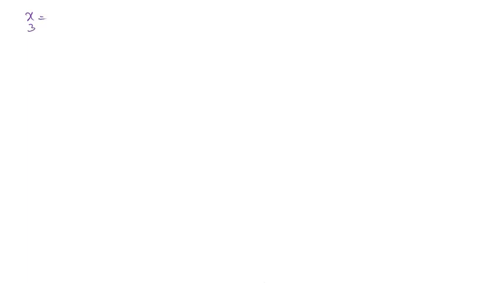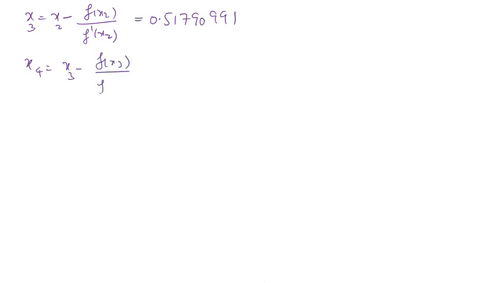What is x3? x3 is x2 minus f of x2 by f dash x2. Now you know x2, so I am giving the direct value. The x3 value is 0.51790991. And x4 is x3 minus f of x3 by f dash x3. You have to do the substitutions and evaluations in your class notes. The x4 value is 0.51775738.